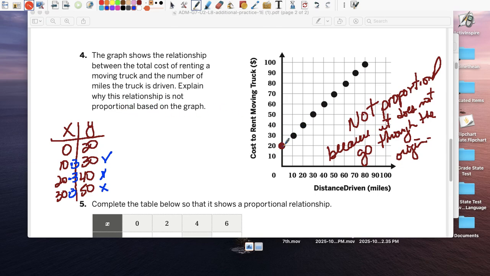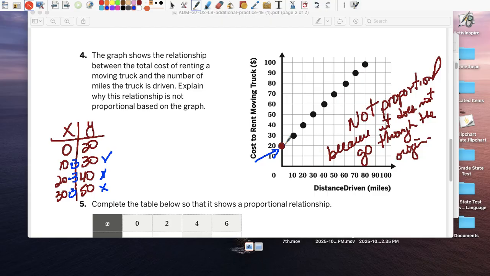It's not because it doesn't go through the origin, right? At 0, it should be 0. At 0 miles, it should be $0 to rent the moving truck, right? How can we explain this? Well, if I drove 0 miles, I rented a truck, and I haven't driven it yet, and I already paid 20. Maybe they charged me $20 to actually get the truck, and then there's a cost per mile.